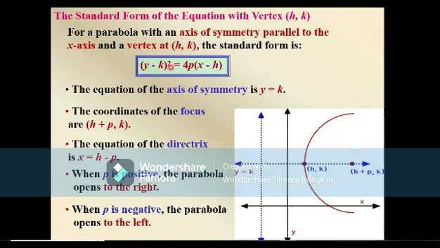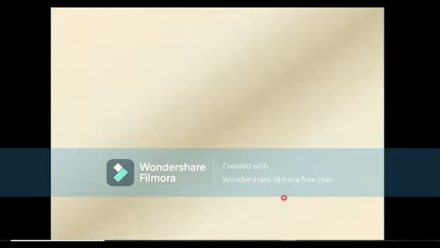If the axis of symmetry is horizontal, you have (y minus k) quantity squared equals 4p times (x minus h). For the details of this equation, the equation of the axis of symmetry is y equals k. The coordinates of the focus are (h plus p, k). The equation of the directrix is x equals h minus p. When p is positive, the parabola opens to the right, and when p is negative, the parabola opens to the left. And this is now the graph. I won't reiterate this again because we've been discussing this in our previous video.